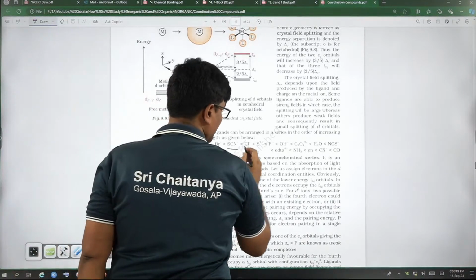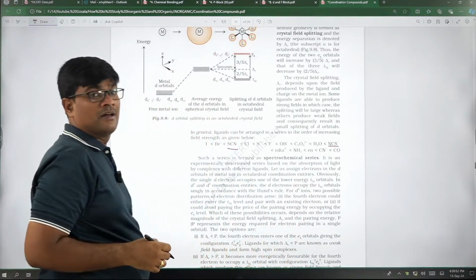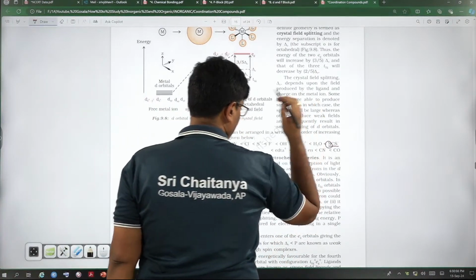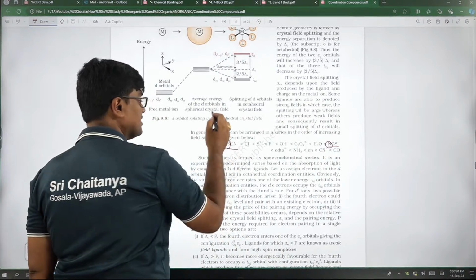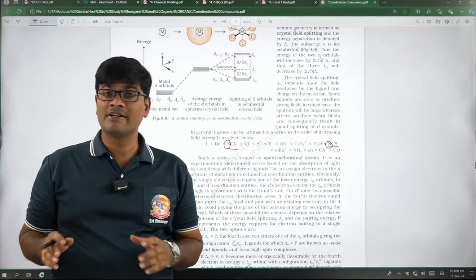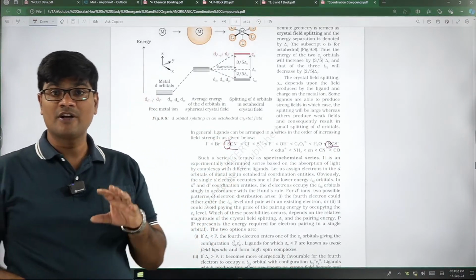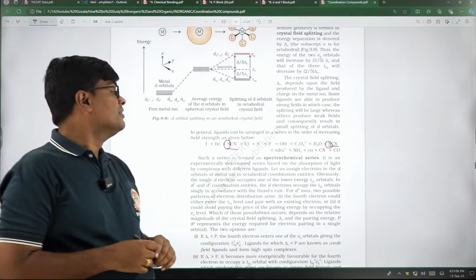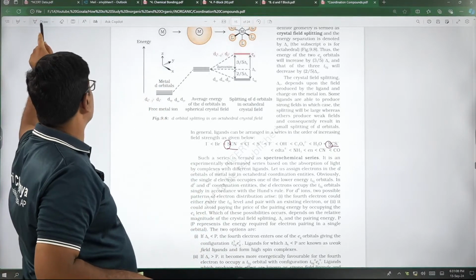See, SCN and NCS, which is the better donor? There is a confusion regarding this. In NCS, N is the donor. In SCN, S is the donor. So obviously N is the better donor. So try to remember that. Just before the exam also, you need to go through this order, the spectrochemical series.